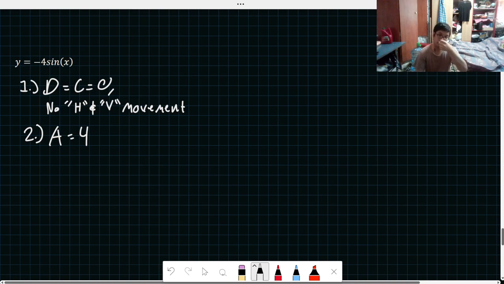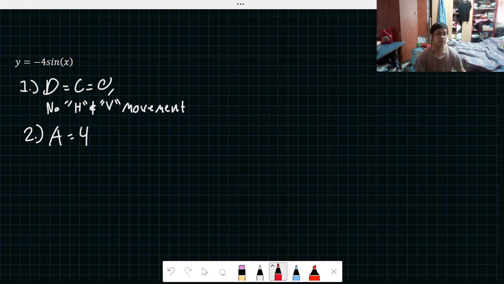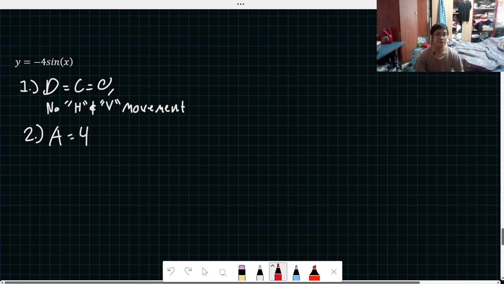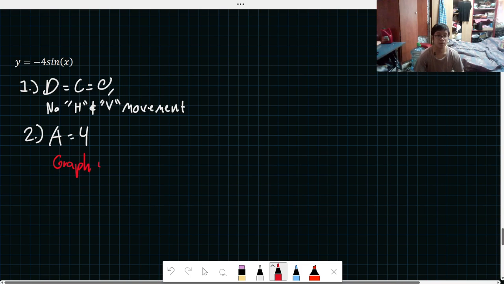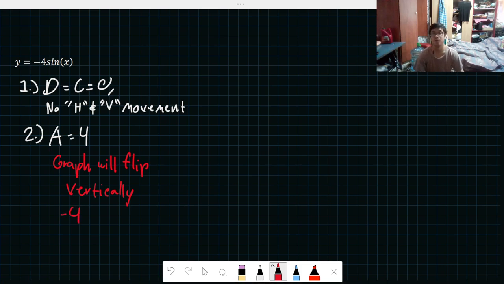Now let me tell you one thing. There's another thing we're going to explain here. Your coefficient is negative, so what does it mean? If the coefficient of the sine function is negative, that means the graph will flip. Flip what? Vertically or horizontally? Vertically. Why flip vertically? Because you have negative 4.